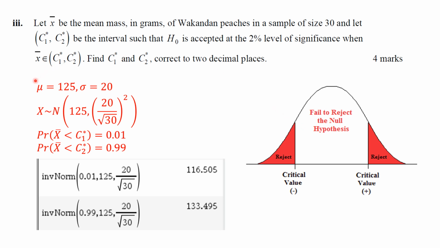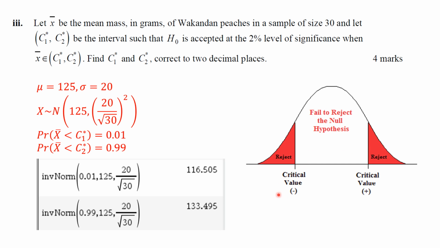So we know the mean mass and we know the standard deviation as well. So you can form a distribution for the sample mean. This one should say x bar. So you take the standard deviation of the population divided by the root of the sample size. That is C1 and that's C2. You've got 2% level of significance. That means this one is 1% and this one is also 1%.